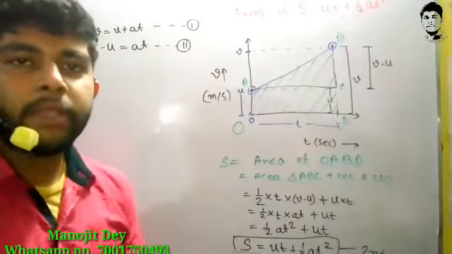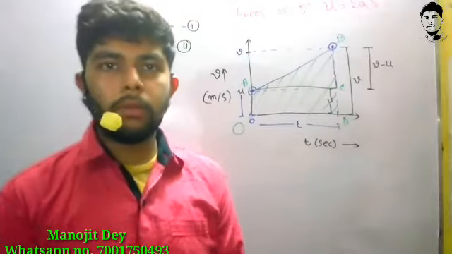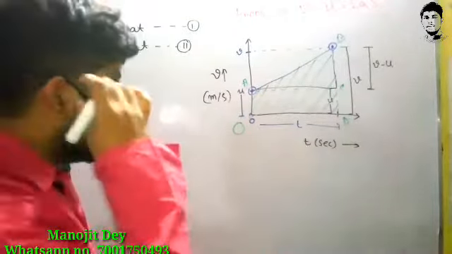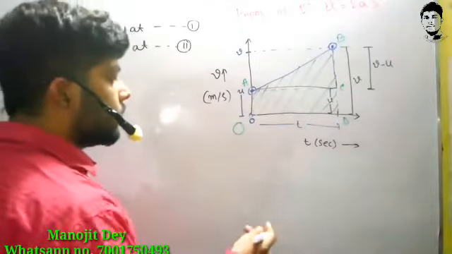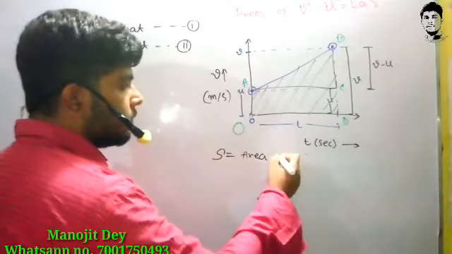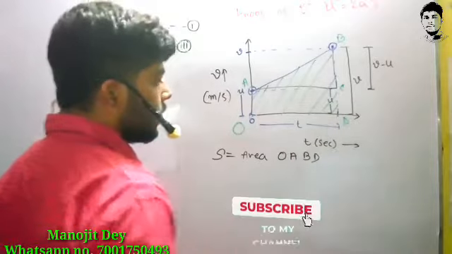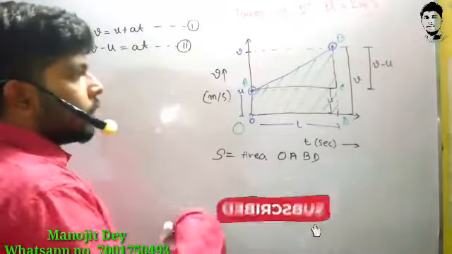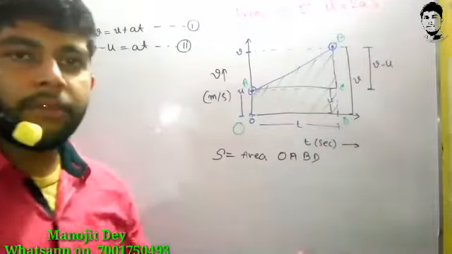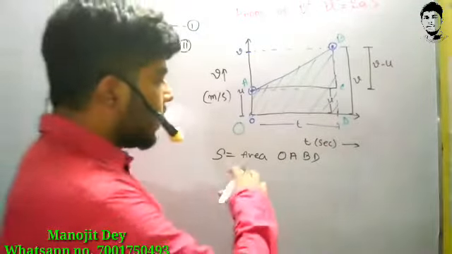Now we are going to derive the third equation of motion, that is V square minus U square equals 2AS. So to do this, we have to know the same equation, that is area S equals the area of the trapezium OABD. For the second equation we divided this area into the area of a triangle and the area of a rectangle, but now we are just calculating the area of the trapezium.